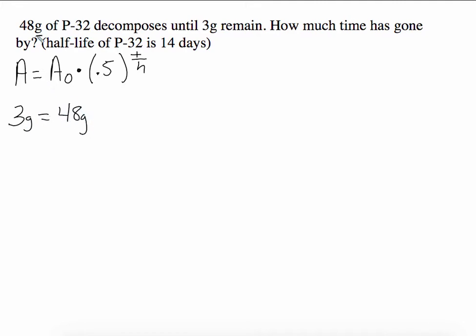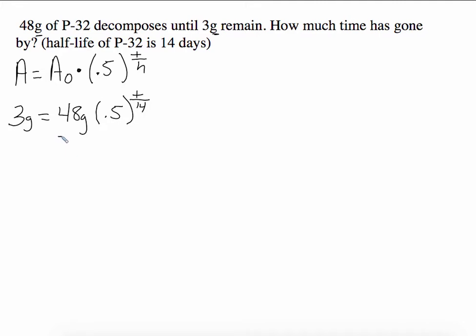You want to always make sure that they're in the same unit. Now that's going to be times 0.5. And we're looking for t. That's what we don't know. And the half-life is 14 days. Now, we have to do some math here to simplify this.